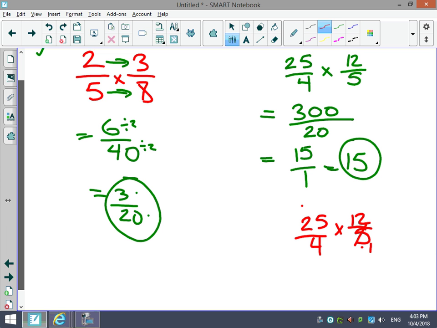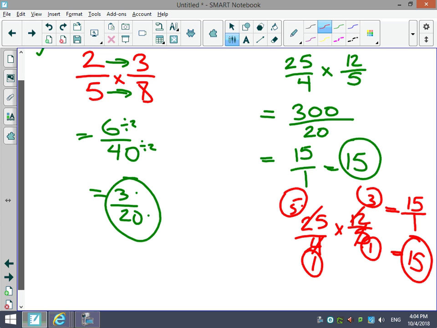5 goes into itself once, 5 goes into that 5 times. I also know that 4 and 12 will go into each other evenly. 4 goes into itself once, 4 goes into there 3 times. Now see how neat I'm trying to keep it? What I really have now across the top is 5 times 3. And 5 times 3 is 15. And on the bottom, after I've crossed everything out, I have 1 and 1. And 1 times 1 is 1. And you see I get the exact same answer. But this way, I avoid a larger fraction to deal with.